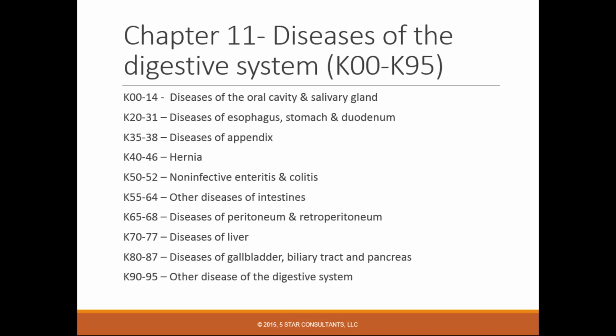Chapter 11 is K00 to K95, and that's the digestive system. So K00 to 14 is oral and salivary. 20 to 31, esophagus, stomach, and duodenum. 35 to 38, appendix. 40 to 46, hernias. 50 to 52, Crohn's, other non-infective enteritis, colitis. 55 to 64, other. 65 to 68, peritoneum and retroperitoneum. Liver is 70 to 77, gallbladder and pancreas are 80 to 87, and then, of course, other.